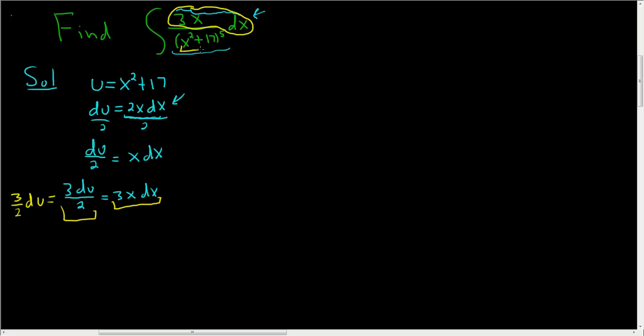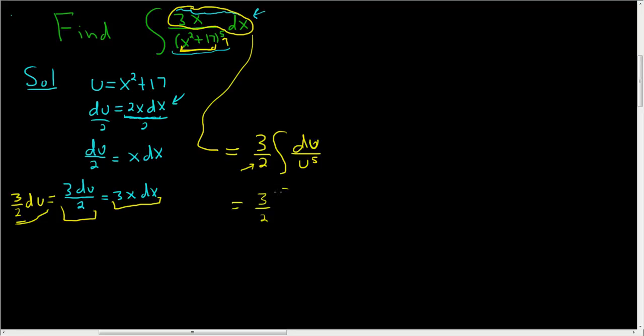And this piece here, that will be our u. So our integral is equal to, let's see, 3 halves. Let's pull out the 3 halves. It's just a lot cleaner when you pull out the numbers. And du all over u to the fifth, right? So that's u to the fifth. And 3x dx, that was 3 halves du. We took the 3 halves out, and you have to leave the du inside. Never pull out the du. That's a horrible mistake.